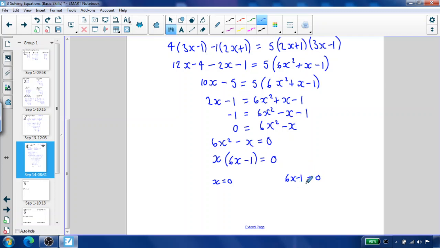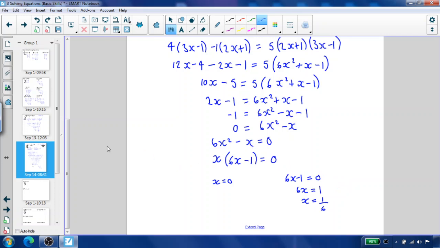I'm going to add 1 to both sides. So 6x is equal to 1. And then divide by 6. So x is a 6.